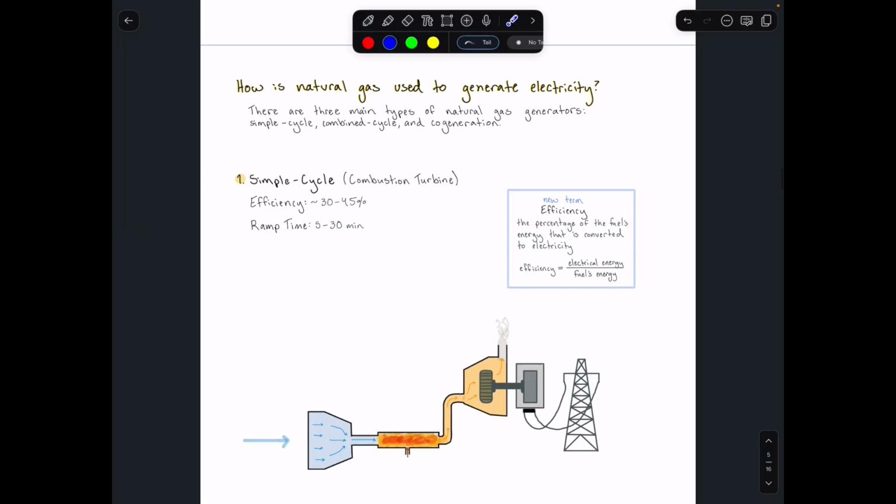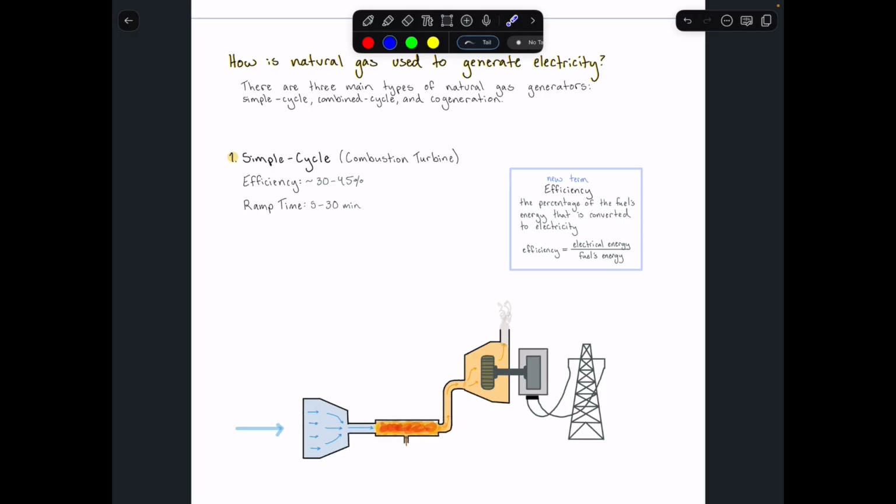So here we go. How is natural gas used to generate electricity? There are three main types of natural gas power plants: a simple cycle power plant, a combined cycle, and a cogeneration. I'm going to briefly go through how all three of these power plants work. The first one is the simple cycle. Simple cycle power plants are very similar to the combustion turbines that are used to generate electricity from naphtha and kerosene, which are crude oil products.